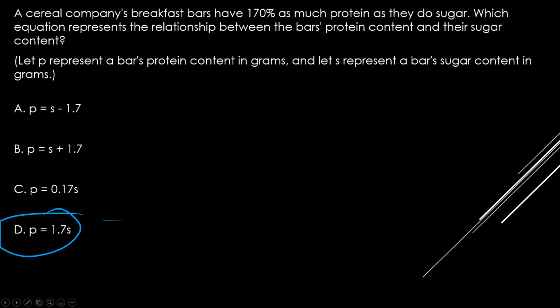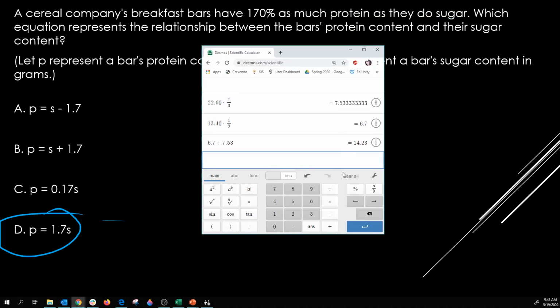And if you wanted to see why that works, if you were to take your percent, which is 170, and divide it by 100, we would get 1.7.